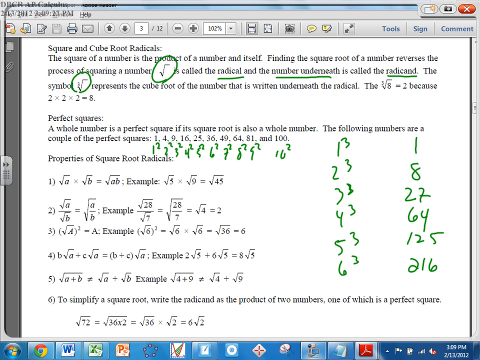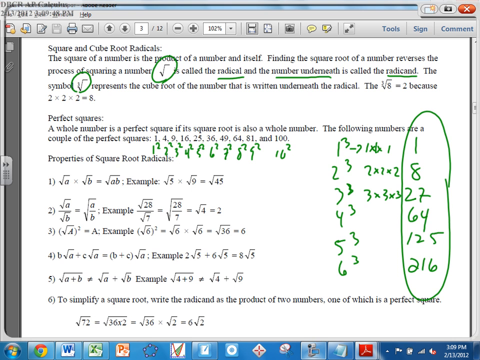Now, how did I get those, you might say? Okay, well, this one is just 1 by 1 by 1. Okay, this one is 2 by 2 by 2. This one is 3 by 3 by 3. Again, there are 3 of them. So these are your perfect cubes that might be good to know. Now, before we break up perfect squares and perfect cubes and talk about rationalizing and all that fun stuff, let's go into our rules first.